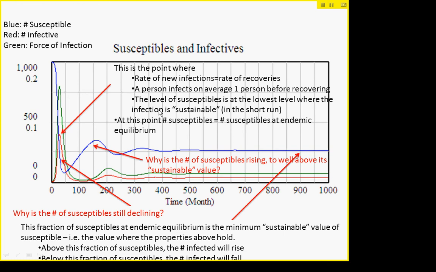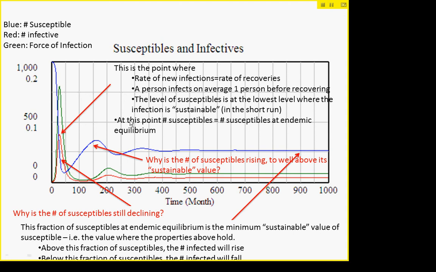In fact, that point is exactly the point where the infection is in balance. It's sustainable. And that point, ladies and gentlemen, will be the point where it reaches endemic equilibrium. That's the level of susceptibles, the fraction of susceptibles in the population, where the system will be at endemic equilibrium. By endemic equilibrium, I mean the system will be in balance. There'll be no rise and fall in the fraction of infectives or fraction of susceptibles. It's at that point where each infective on average is only infecting one person before they recover. That will keep the number of infectives constant, and indeed this is occurring at a point where the number of susceptibles is constant. So here we have this key point where it's in balance.